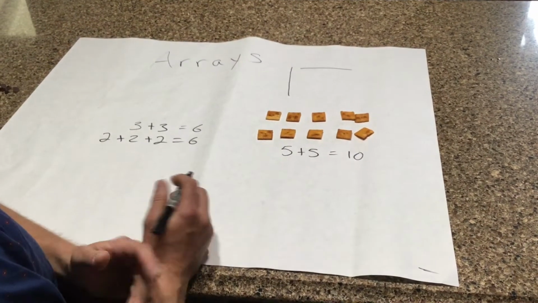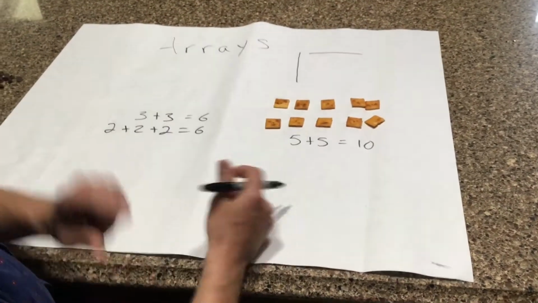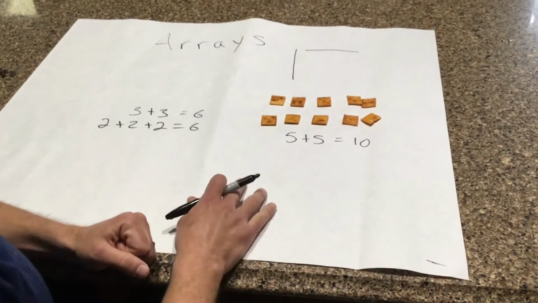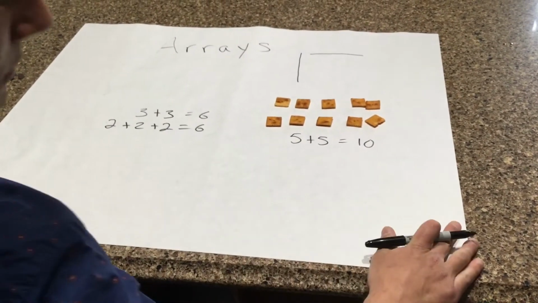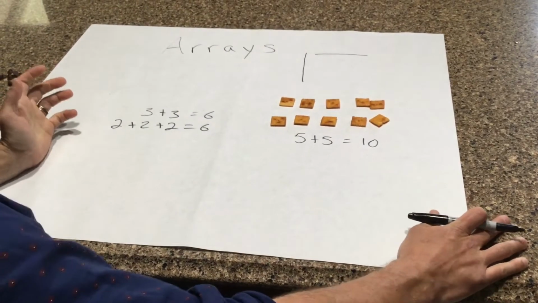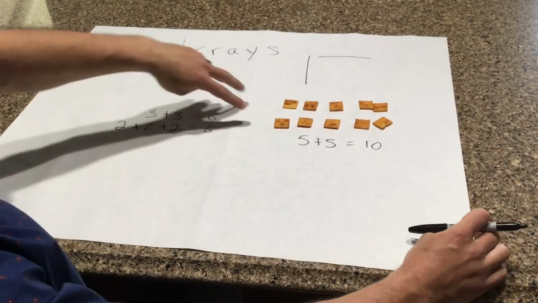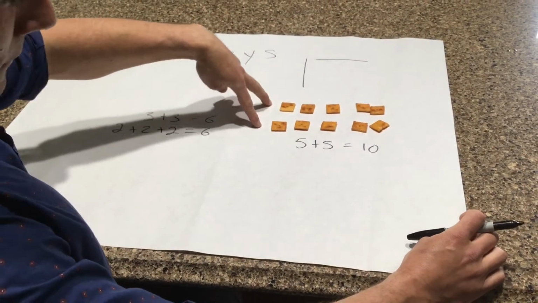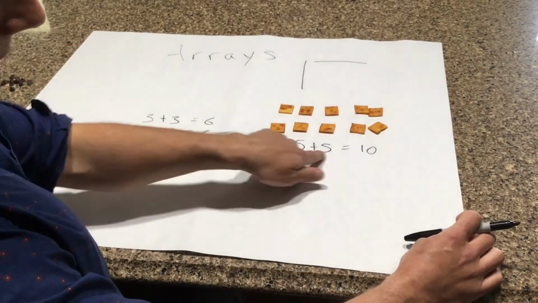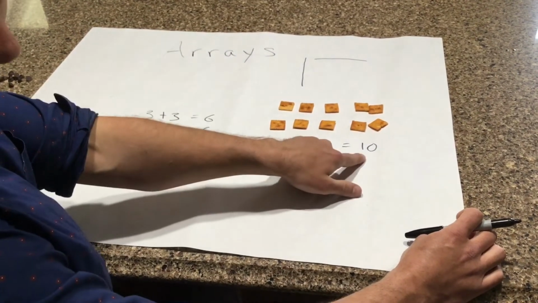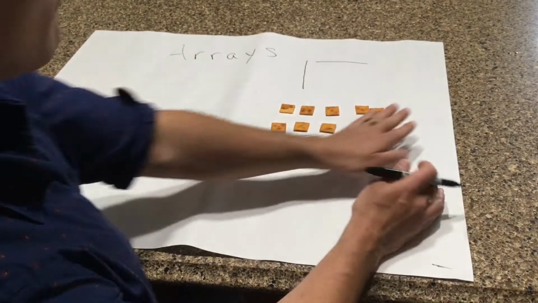Okay? Now, some of you might realize this is looking a little bit like multiplication. Some of you might be a little ahead and you've done a little multiplication. That's what repeated addition is. Repeated addition is multiplication. So when I have 2 rows of 5, that's 5 2 times. So 5 times 2 equals 10. All right, we're going to do one more example.